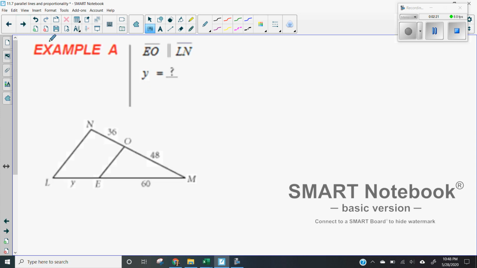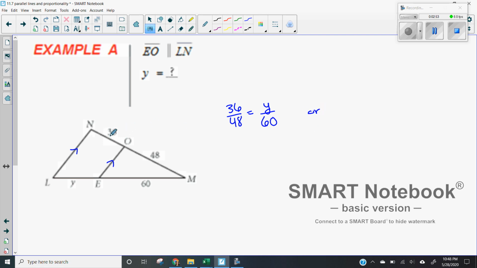Okay, so here's our first one. Go ahead and take a second and copy that down if you need to. So we are told EO is parallel to LN. Please make sure you know that before you try setting up any proportions. So here's kind of the most straightforward example that you could see. I could say 36 over 48 equals y over 60 and solve that proportion for y. I could also go, so that's fine, you can do that and get an answer for y.